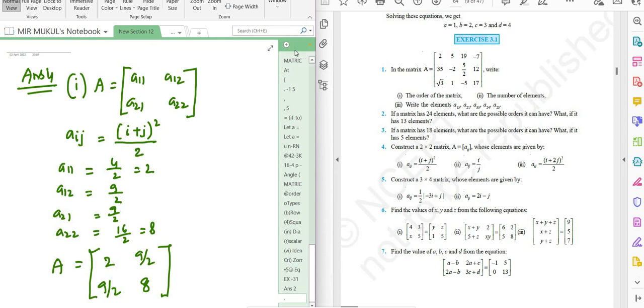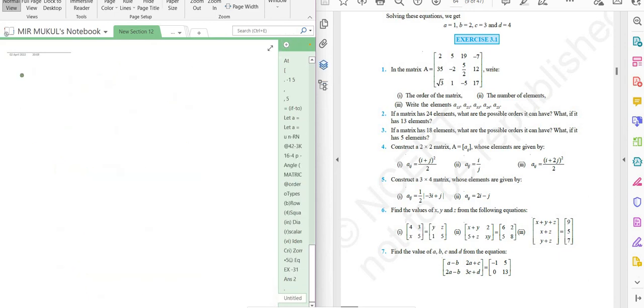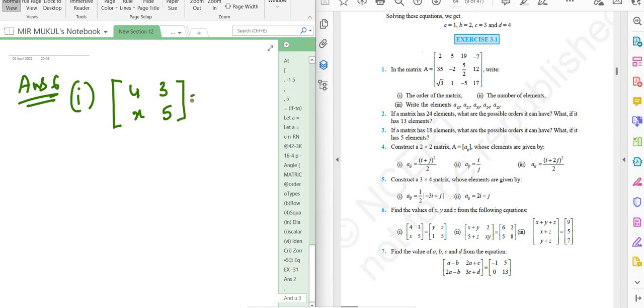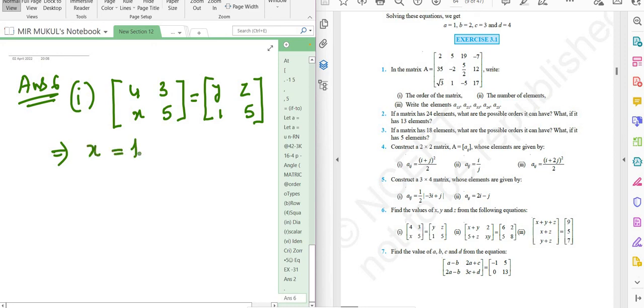Okay, any doubt? Anyone? So easy. Now, answer 6. First question: two matrices are equal. We know that if two matrices are equal, their corresponding elements will be equal. Yes or no? Then you can tell the values of x, y, z: x equals 1, y equals 4, and z equals 3.